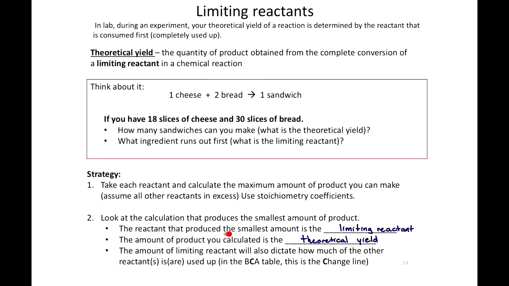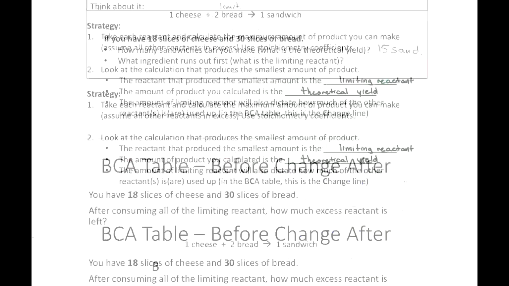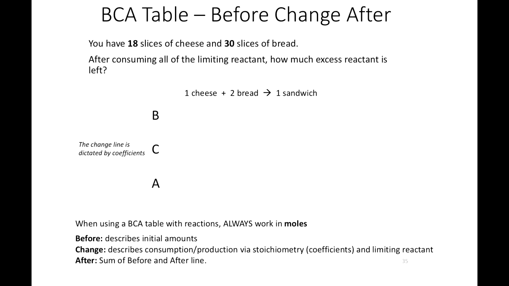So yeah, the reactant that produces the smallest amount is your limiting reactant. In this case, that is the bread. And then our theoretical yield, 15 sandwiches, is how much the limiting reactant makes, all right?